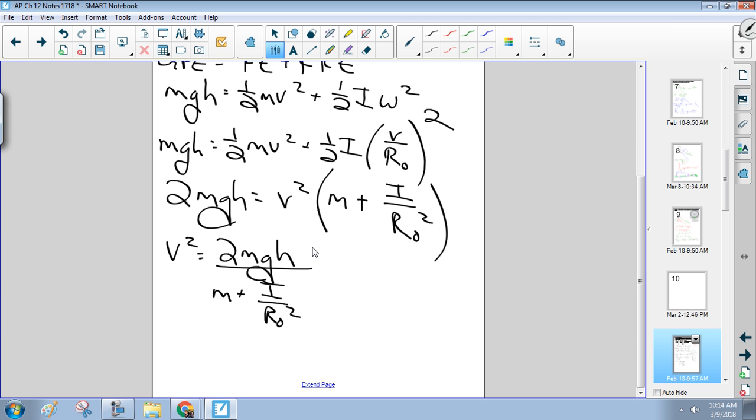All right, cool. So remember from yesterday, since our VI is 0, this is really VF, right? So VF squared is 2a delta x, right? What's my delta x in this problem? It's the same as the height, isn't it?